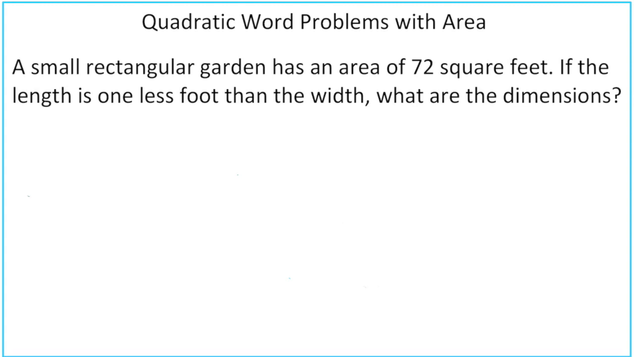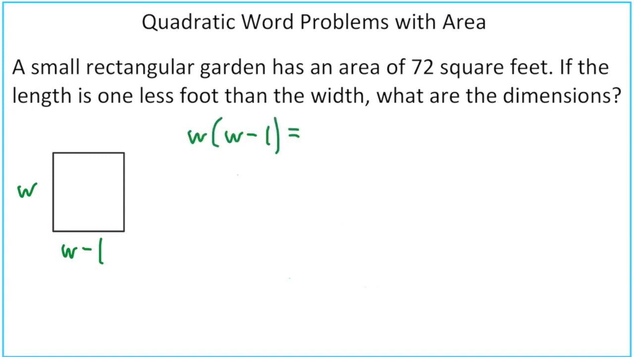Let's take a look at one last problem. If you want, go ahead and pause the video and see if you can figure out this one on your own. The first thing we should do is draw a little rectangle and label it. In this one, we have a length that is 1 less foot than the width. So you'd start with the width, and then the length would be W minus 1. For area, we multiply these, so we get W times W minus 1 equals 72.